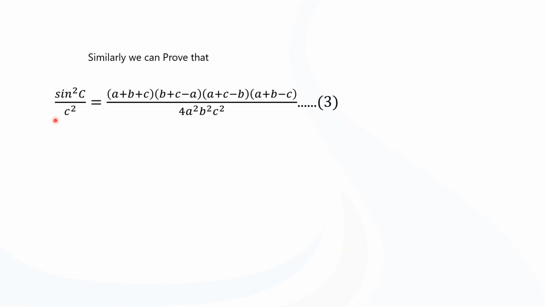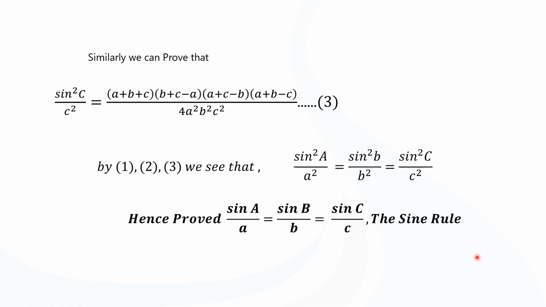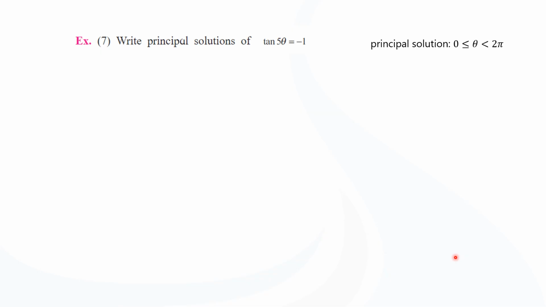We can write down that similarly we can prove that sin square C upon c square will also be the same. So what we are getting is sin square A upon a square is the same as sin square B upon b square, which is equal to sin square C upon c square, and hence the sine rule. So we proved the sine rule using the cosine rule. Next one, the last one.